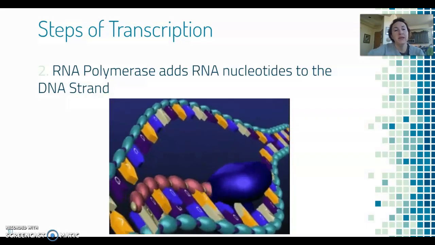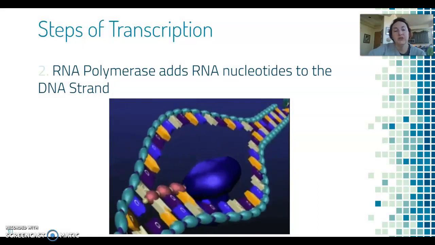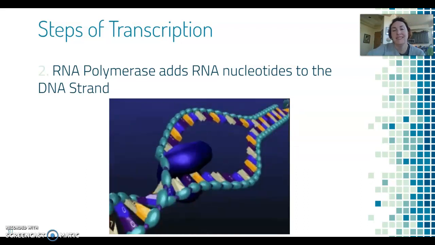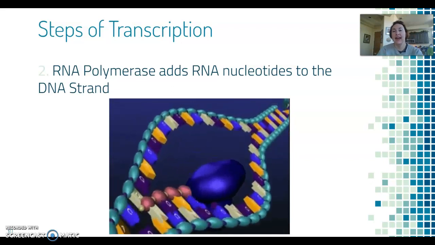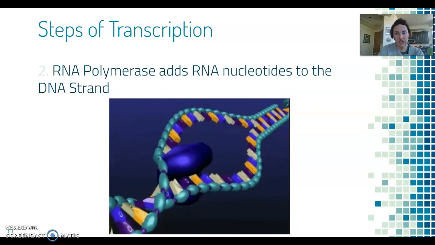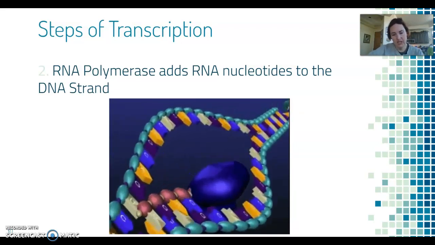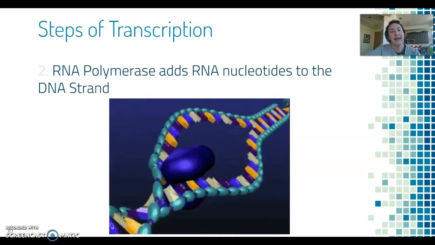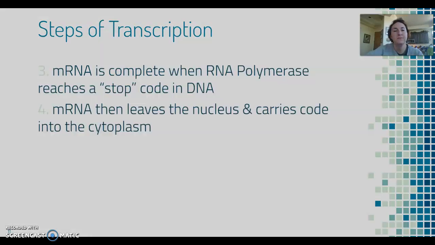The second step is the other enzyme, RNA polymerase, and what it's going to do is add the RNA nucleotides to the DNA strand. So it's going to add our A's to our T's, our U's to our A's, our C's to our G's, and our G's to our C's. And if you remember, I mentioned the other day that there are no T's or thymines in RNA. Instead, we use the letter U, which stands for uracil.